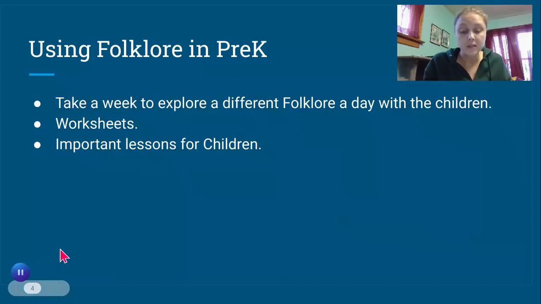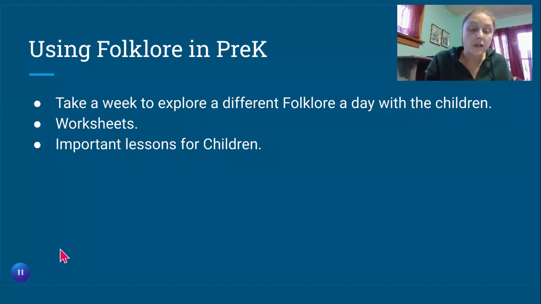My main idea for this presentation is to use folklore as a lesson for a week in my pre-K classroom, choosing a different folklore story for each day of the week, explaining to the children that they are very old stories that come from all around the world. Then we will read aloud the chosen story of the day.